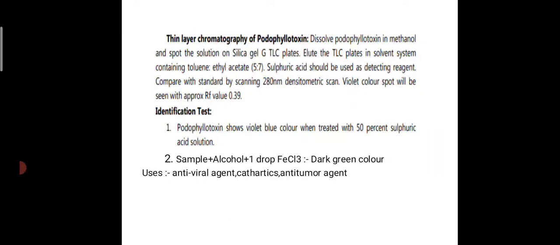If the test sample shows a slightly lower Rf value than the standard, it passes the test. It shows the violet color spot, and the Rf value of standard podophyllotoxin is 0.39. This podophyllotoxin is used as an antiviral agent, a cathartic, and also in the treatment of cancer, that is, as an anti-tumor agent.